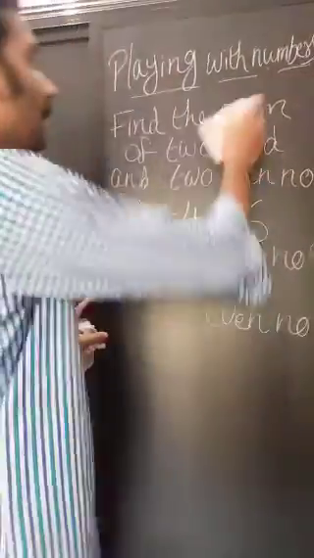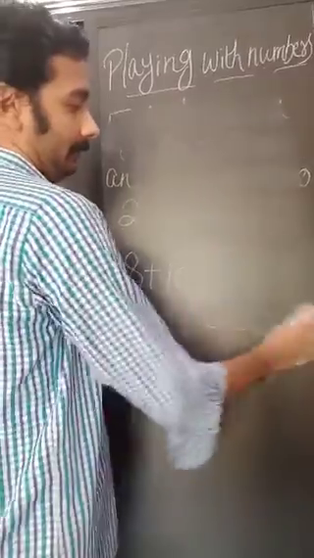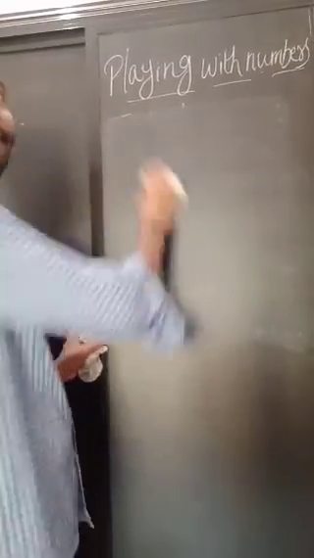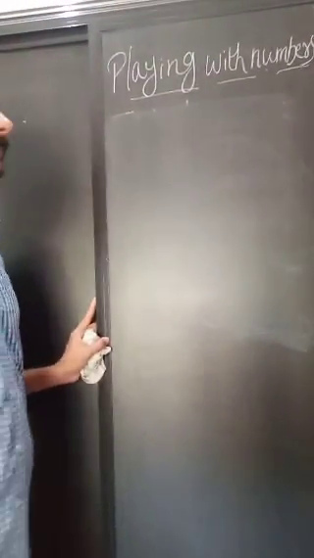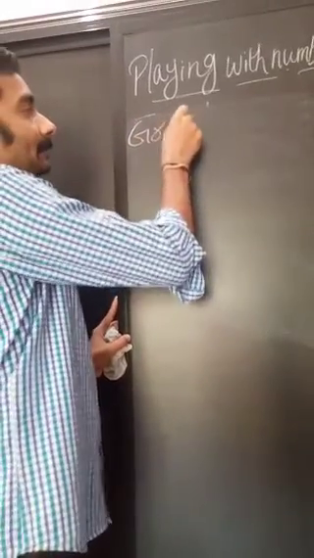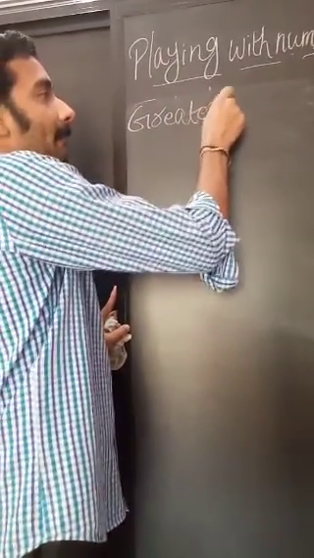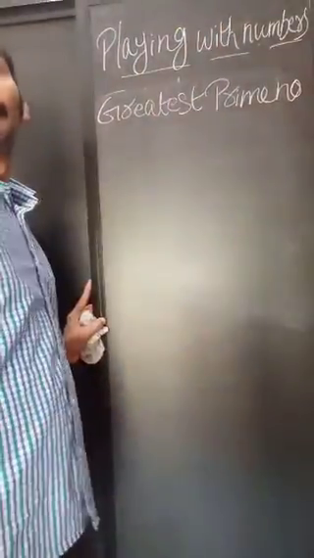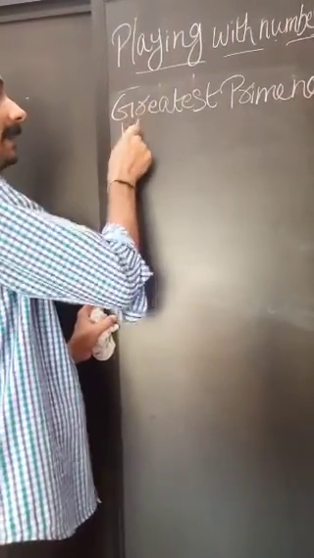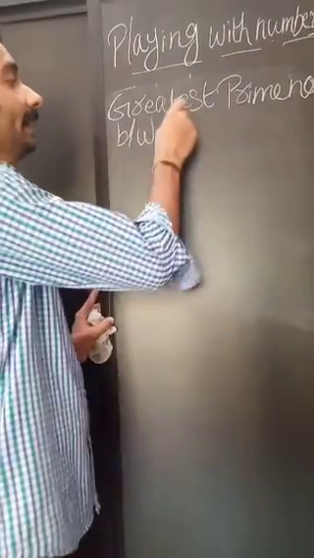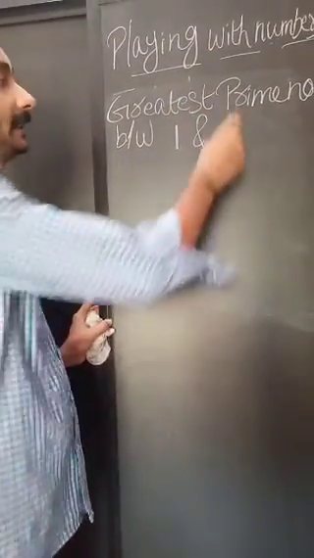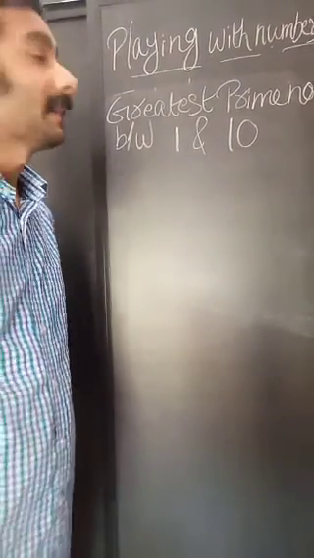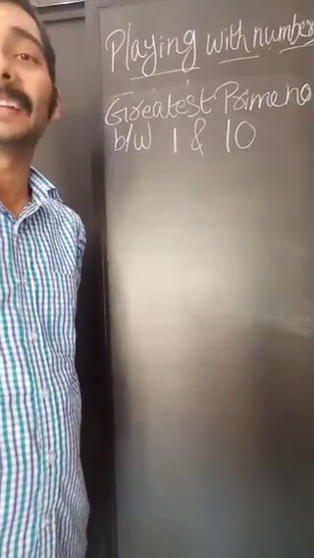Then another one is: find the greatest prime number between 1 and 10. We find the greatest prime number between 1 and 10.